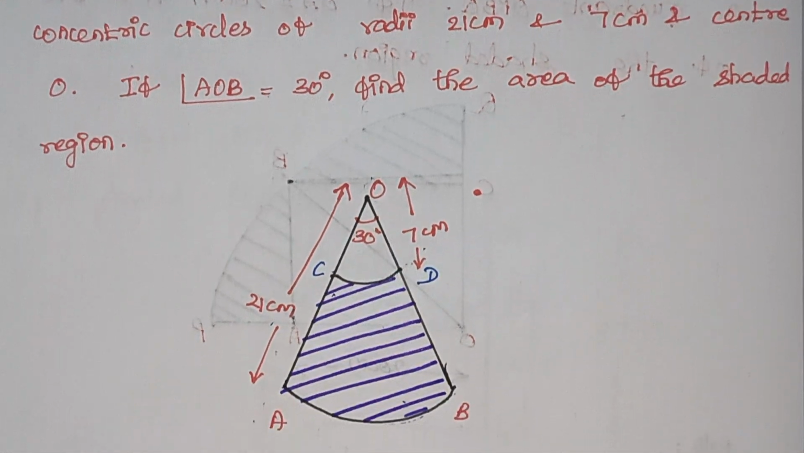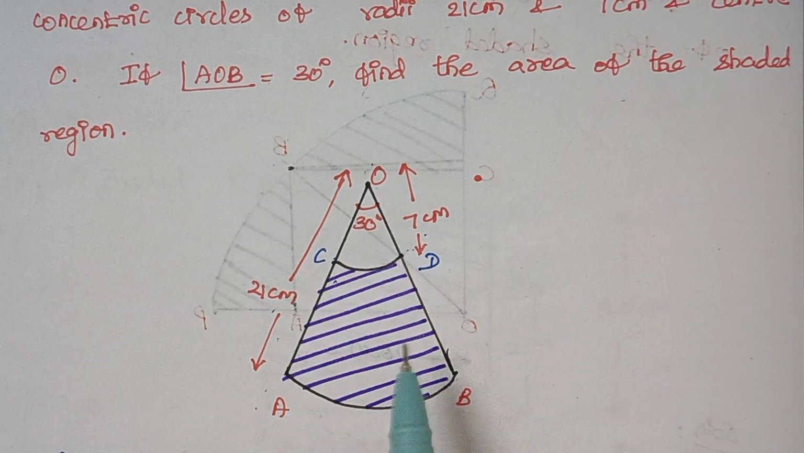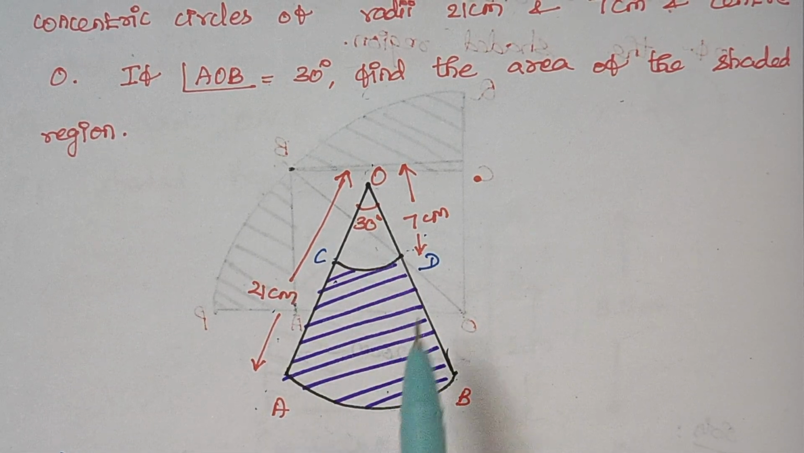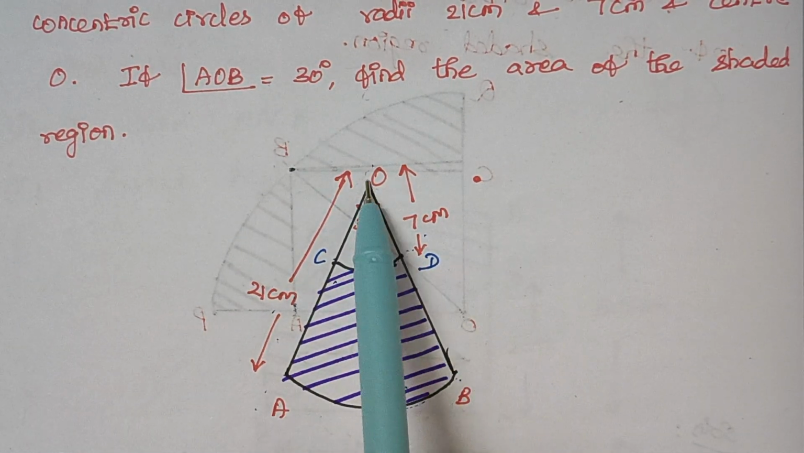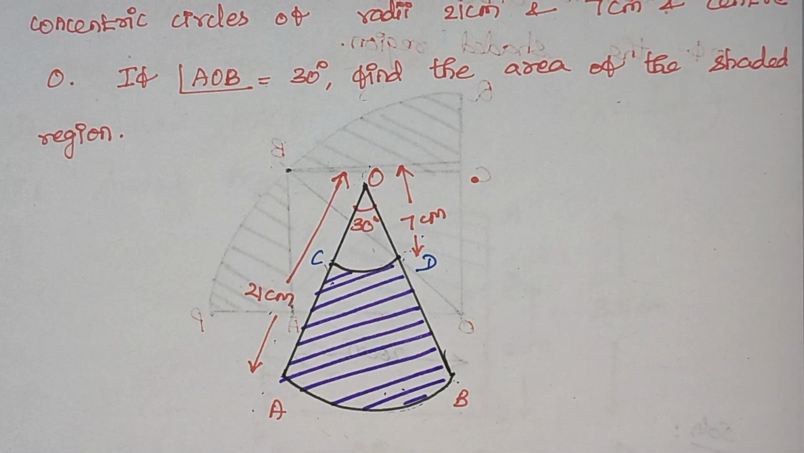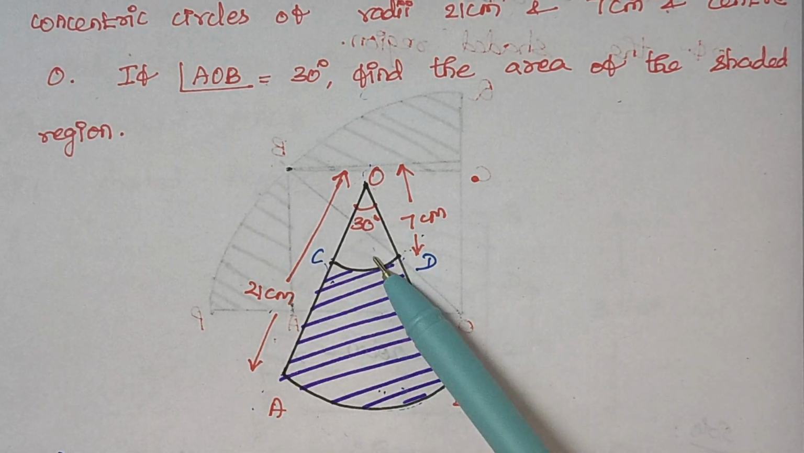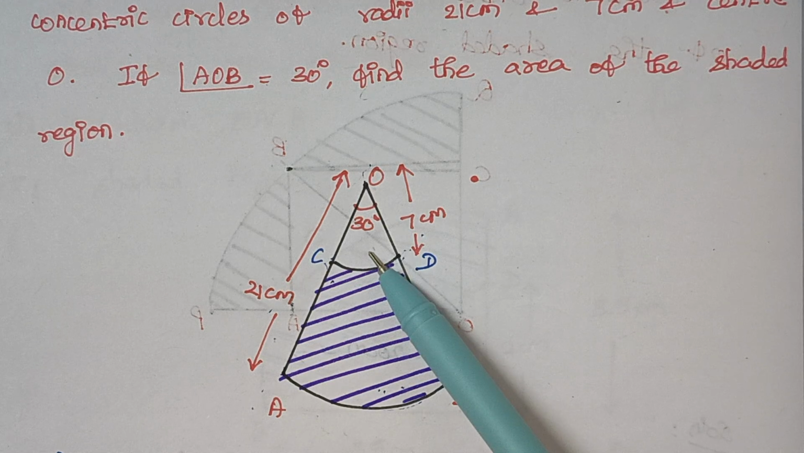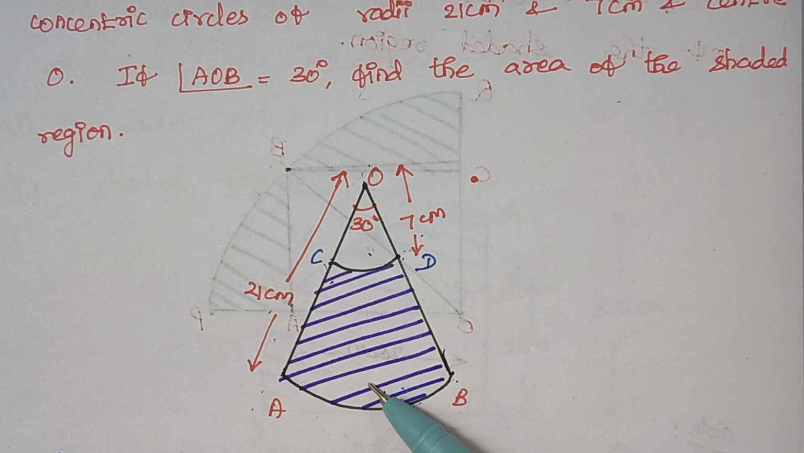So how to calculate the area of this shaded part? Obviously, these two are sectors, right? Because we are having two radii and the enclosed arc, and similarly here we are having two radii and the enclosed arc. So the step is you have to find the area of the bigger sector, then calculate the area of the smaller sector. Finally, you subtract the area of the smaller sector from the area of the bigger sector, right?